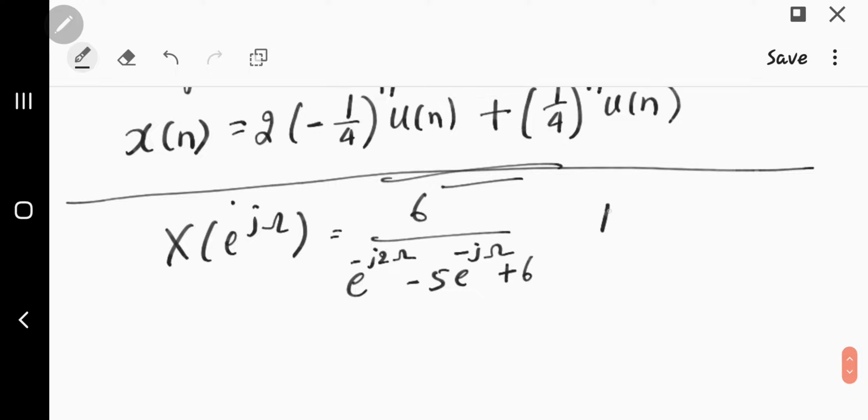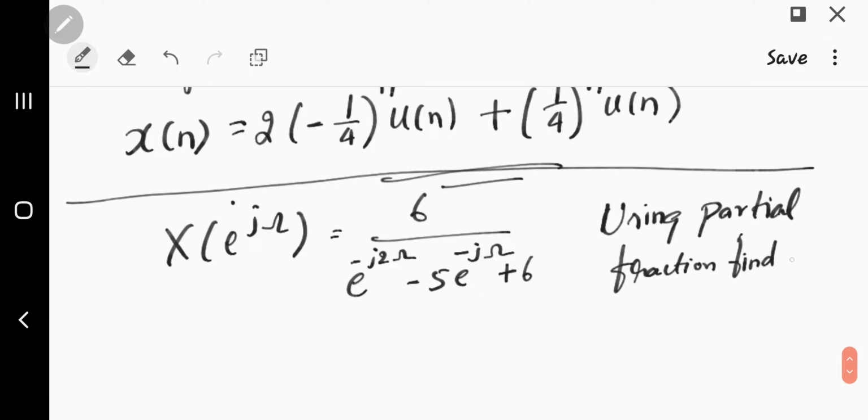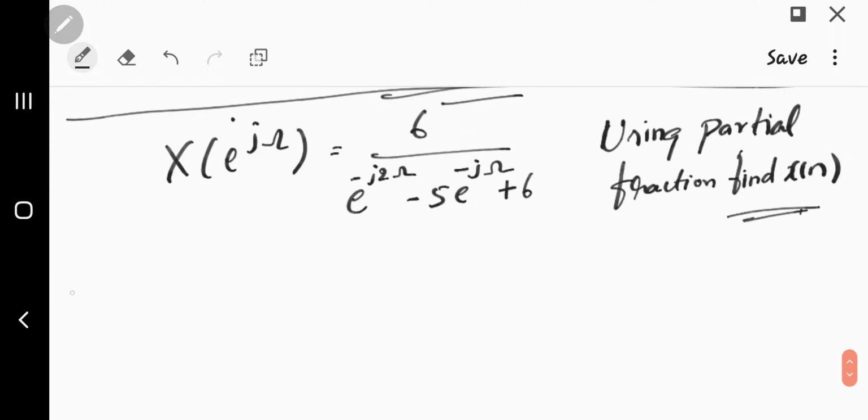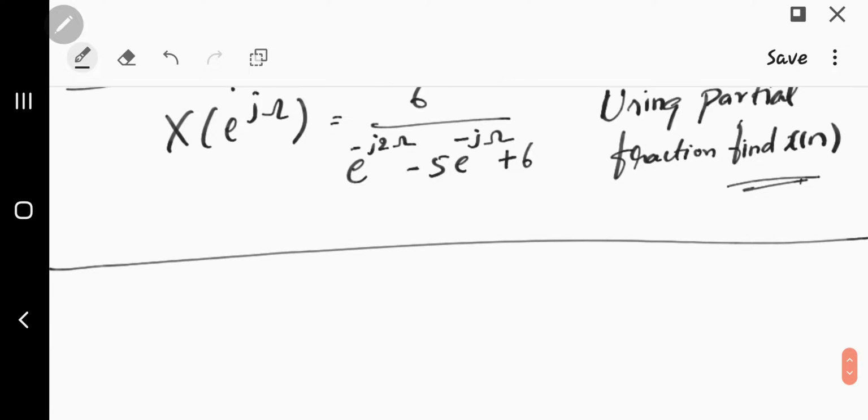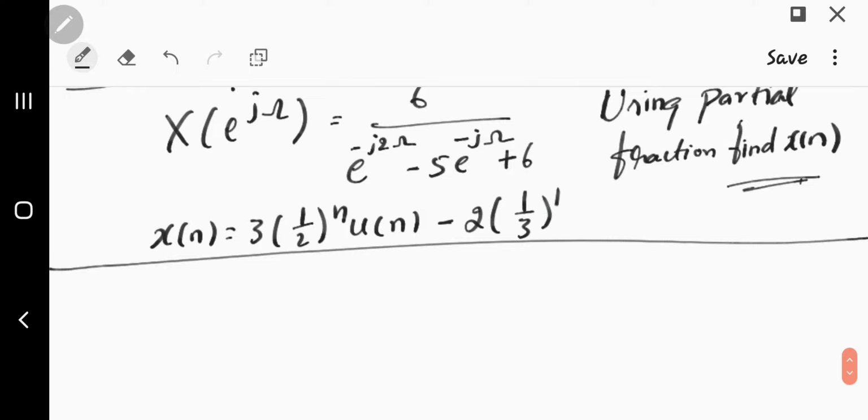So this one, using partial fraction, find x[n]. You try this on your own and try to get the result. Okay, and I think I'll write the answer as well so that you can verify at the end. So the answer is 1 by minus 2 by 3n u[n].